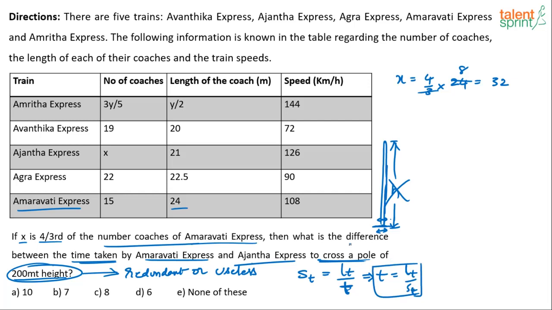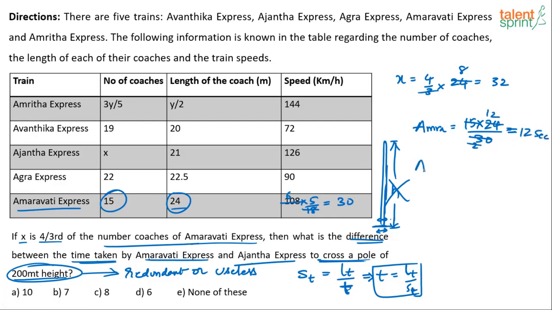Okay. So he's asking us to find the difference in the times: time taken by Amravati and time taken by Ajanta. Now what's the time taken by Amravati? Length of Amravati by speed of Amravati. What is the length of Amravati? 15 into 24, divided by 108. 108 should be converted by 5 by 18, I mean, converted to meters per second basically. So this is 6 times 30. This is the time taken by Amravati. Simplify this. This is like 12, right? So time taken by Amravati is 12 seconds.